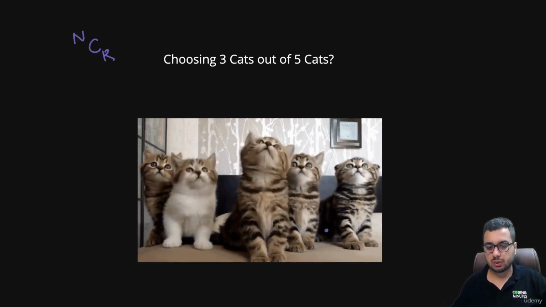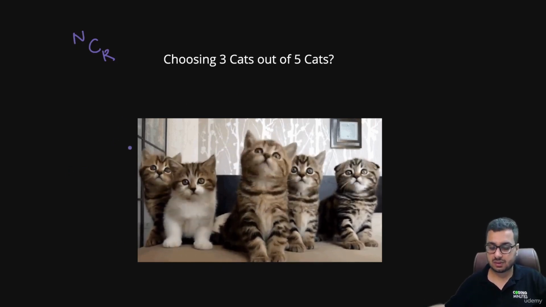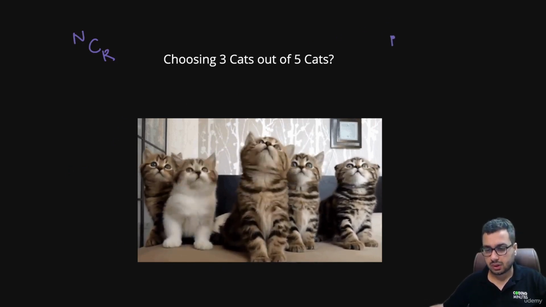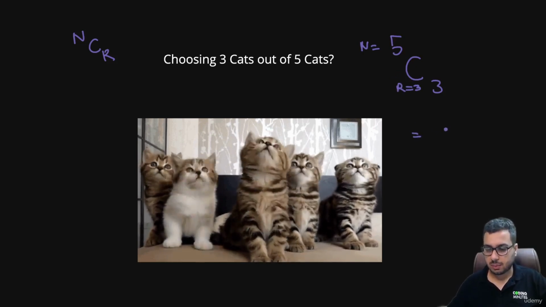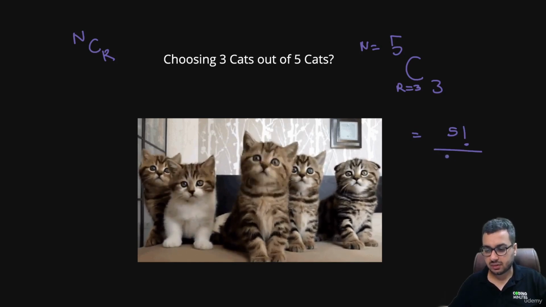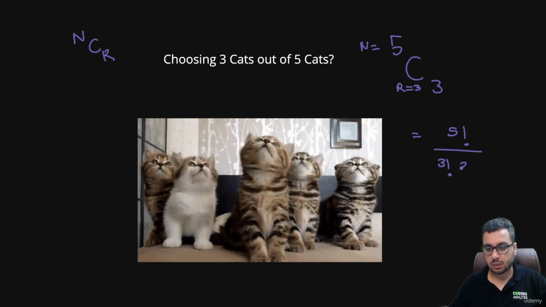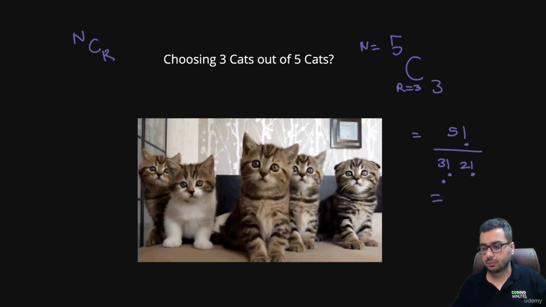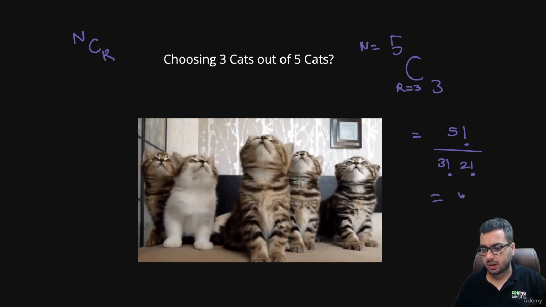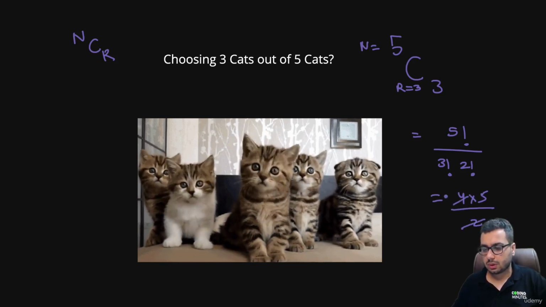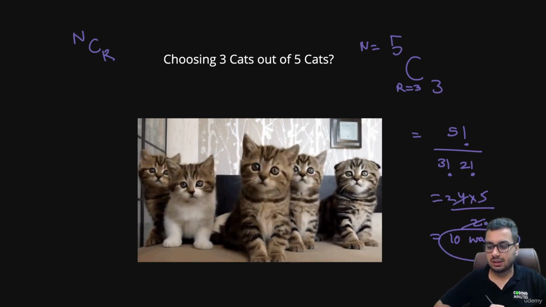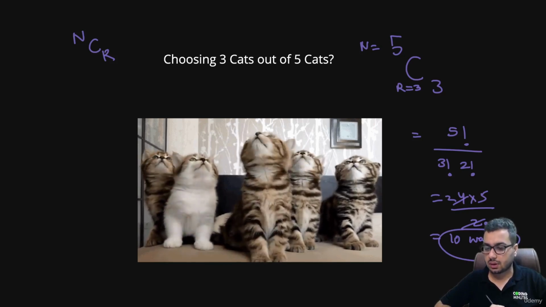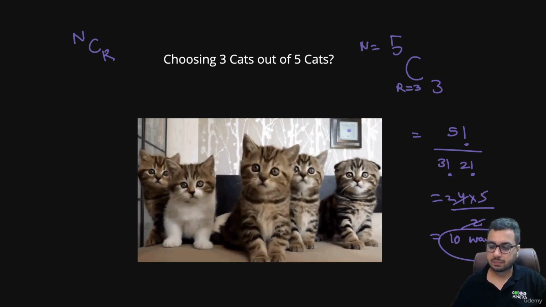For example, if you just want to choose 3 cats out of 5 cats, you will compute 5C3, where n is 5 and the number of objects you want to pick is 3. So these can be picked in these many ways. That is 5 factorial upon 3 factorial into 2 factorial, which is 4 into 5 by 2. There are 10 ways of choosing these cats out of 5 cats.